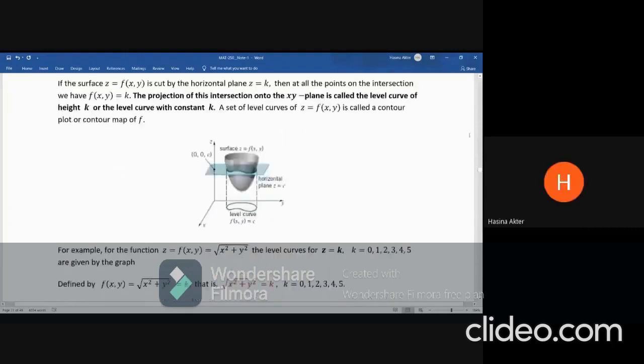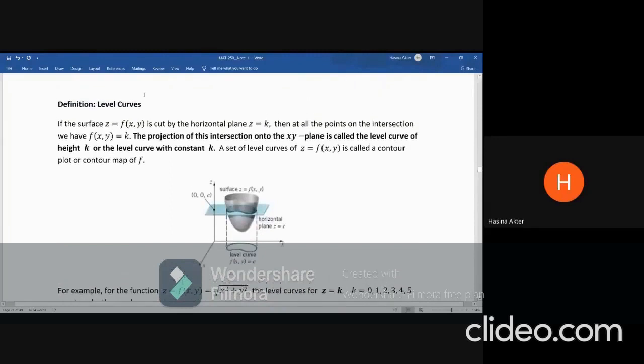Okay. So now the next topic of the section is level curves and level surfaces. When you have a function of two variables, then the graph of the function will be a three-dimensional object, which is a solid, right? Yes, miss.